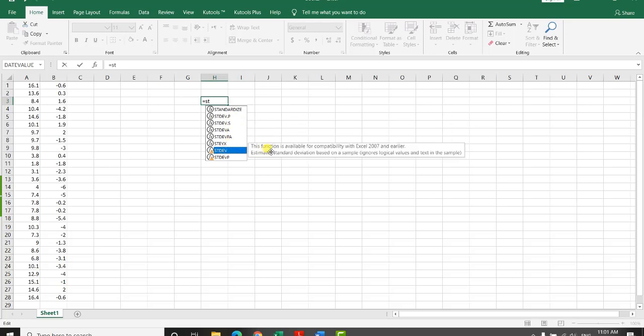Then you can see here that it has an image like this. You can see this one is just compatible with Excel 2007 and earlier. So this is an old version of standard deviation. You had better use these ones.